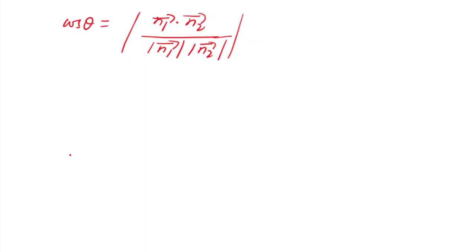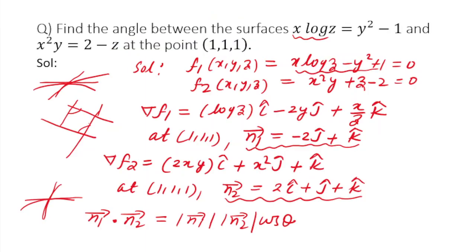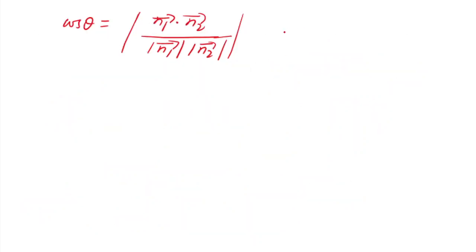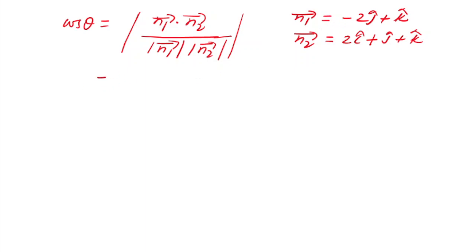So here what are n1 and n2? n1 is minus 2j plus k. So let me write n1 dot n2. You know how to find the dot product. Let me write the vectors here so that you understand it easier. So here we have the vectors n1 and n2. So the dot product is calculated. There is i into i, but there is no i component here, so no need to write. Here the j component is minus 2 and here minus 1, so I will get minus 2, and plus, here the k coefficient is 1 and the other k coefficient is 1, so I will get 1, right?